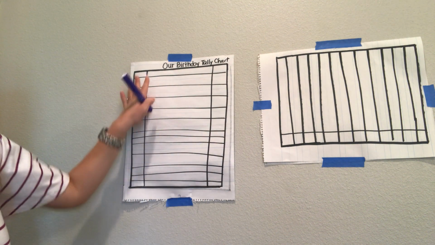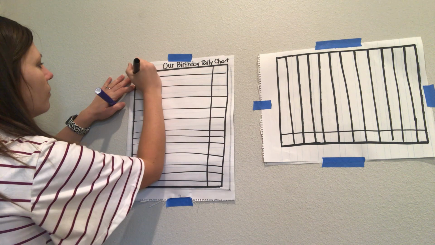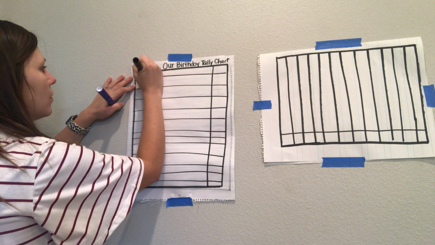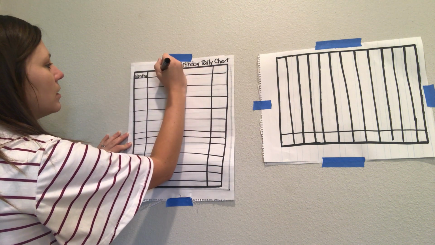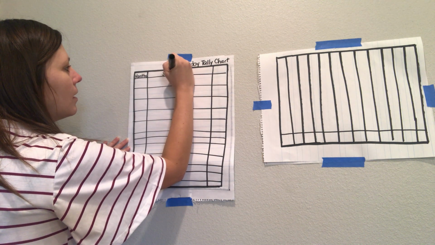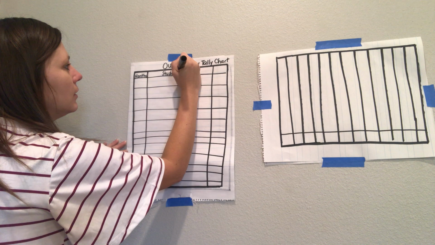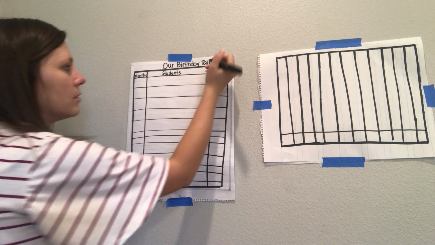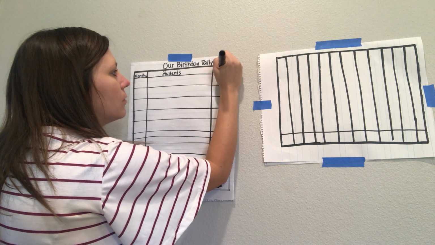Okay, and then right here, this will be for the month or months. This will be for the students who have a birthday. That's where we'll put our tally mark. And then this will be the total.